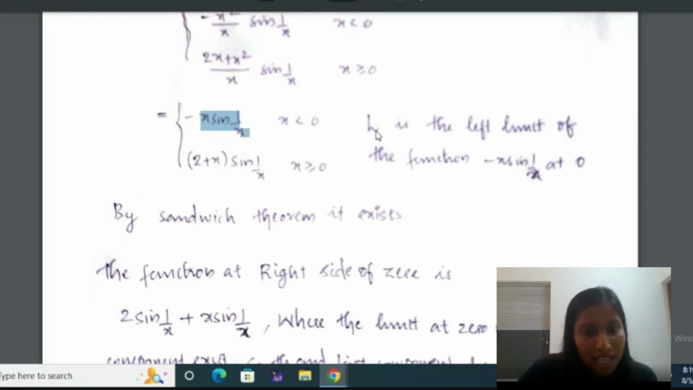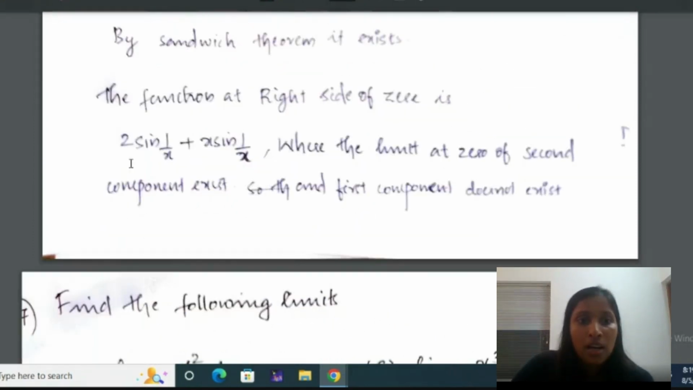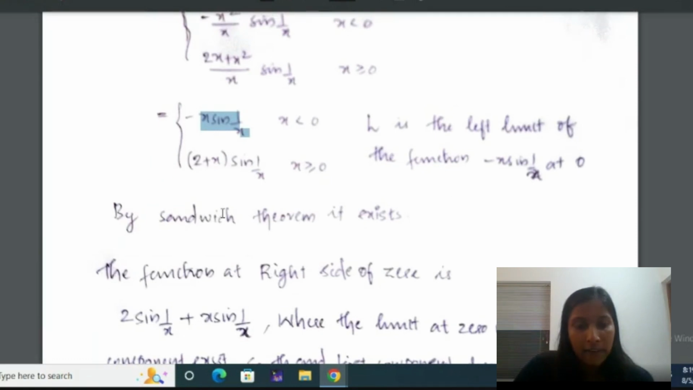So L was here the right limit. So R exists. Here R exists. And the next thing, we can just use the sandwich theorem for proving that. Next is 2 plus x sine 1 by x, where x is greater than or equal to 0. Actually, this 2 plus x sine 1 by x can be split into 2 sine 1 by x plus x sine 1 by x. So our question is whether the limit at 0 of this summation exists or not.